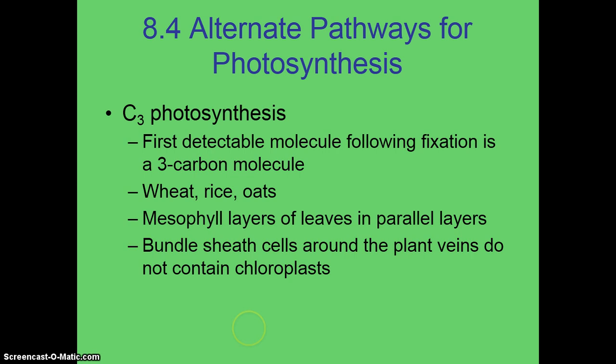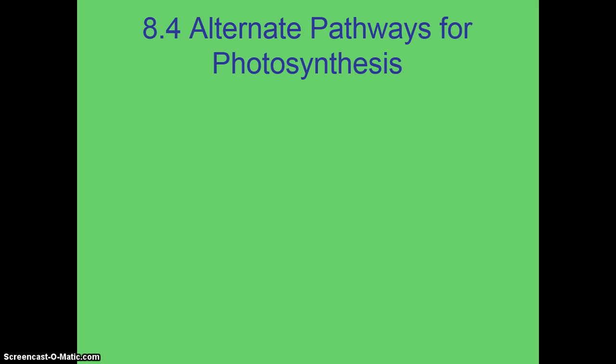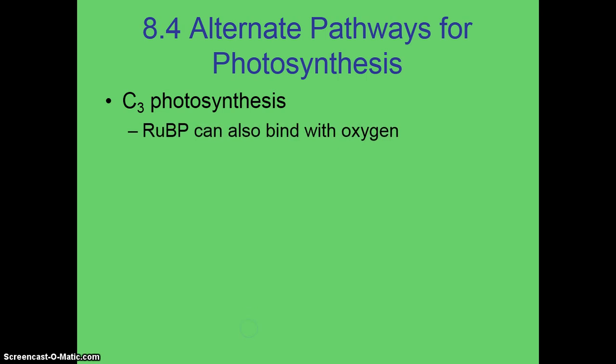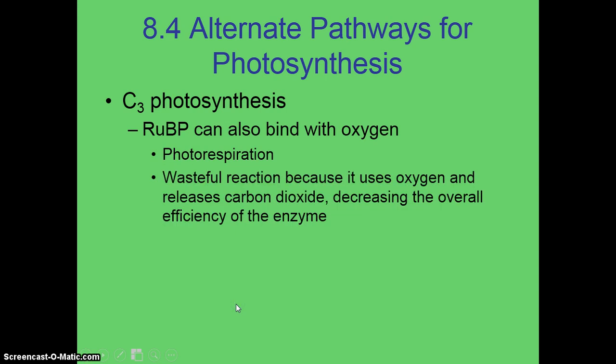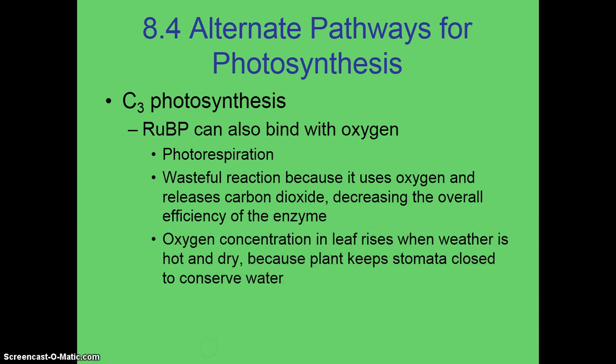The bundle sheaths around the plant veins do not have chloroplasts in them in a C3 plant. C3 photosynthesis has some other things that go on. First of all, RuBP can bind with oxygen, and this is called photorespiration. This is actually a wasteful reaction because it uses oxygen and releases carbon dioxide, which is just the opposite of what we expect a plant to do, and decreases the overall efficiency.